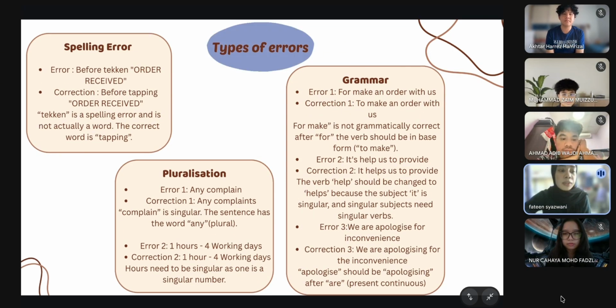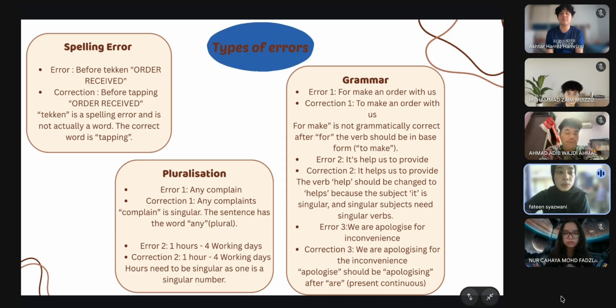Okay, first we have spelling error. The first error that we have identified is "before taken, order received", and the corrected version is "before tapping, order received". Taken is a spelling error and it's actually not even an actual word, and the correct version is tapping.